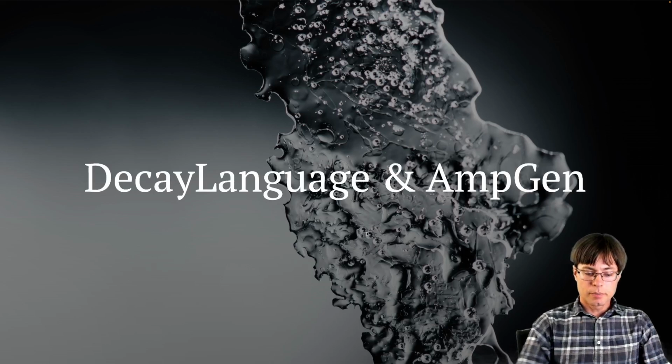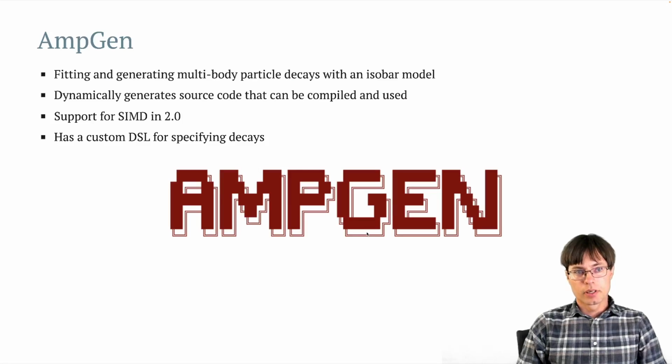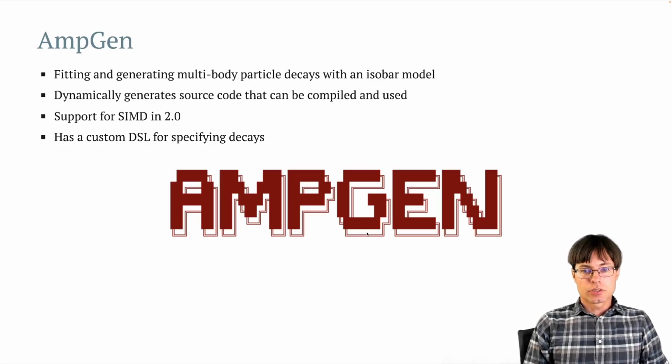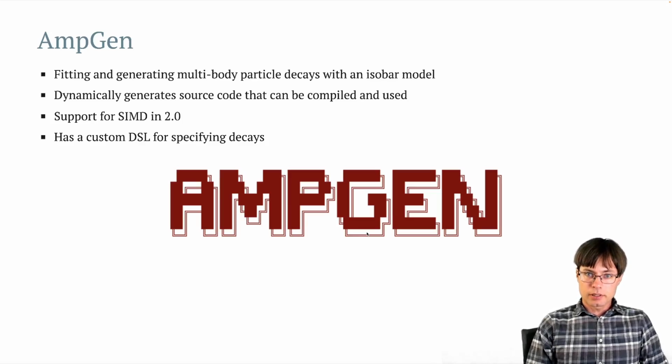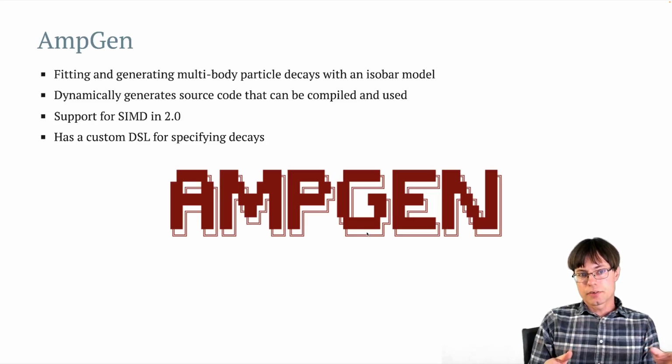All right, so today we're going to talk about the AmpGen language and its use in the DecayLanguage package. AmpGen is a tool that was written to do fitting and generation of multi-body particle decays. The way it works is that it reads in a custom domain-specific language in a nice, concise 100 or 200 line file, and then produces the source code for, it's almost C, with a tiny bit of C++ in it, that you can then compile and use.